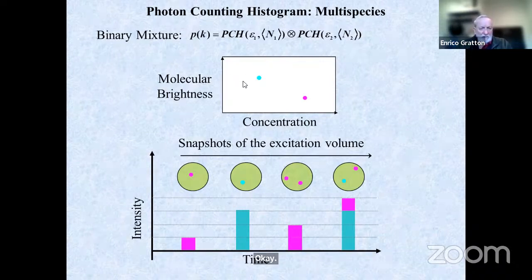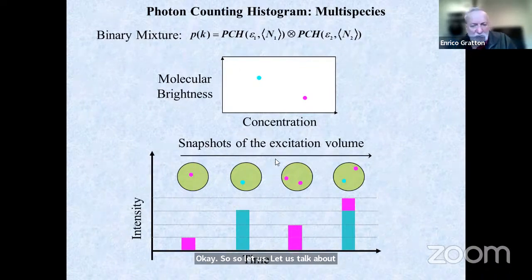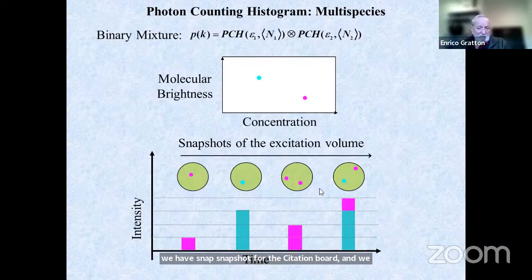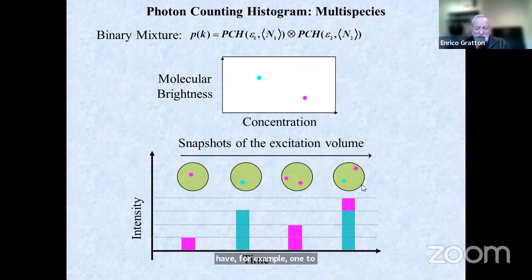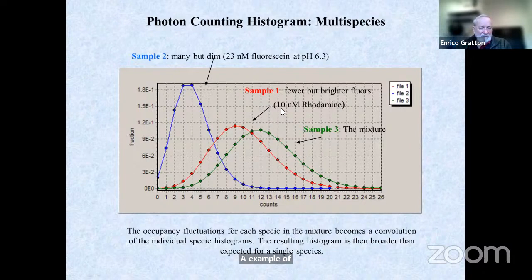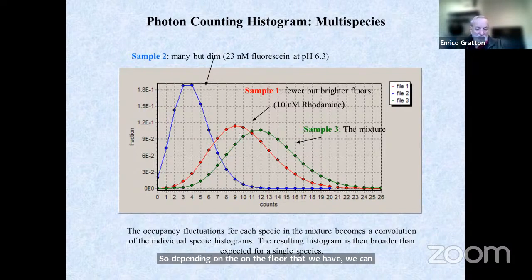let us talk about molecular brightness. And so for molecular brightness, we have a snapshot of the excitation volume, and we have, for example, 1, 2, and 2 particles. And then for the photon counting histogram, we have sample 1, fewer but brighter fluorophores, sample 2, and sample 3. So depending on the fluorophore that we have, we can have different shapes. And it's impossible from those shapes to tell how many particles and how bright they are.